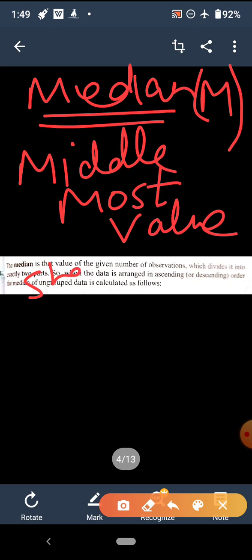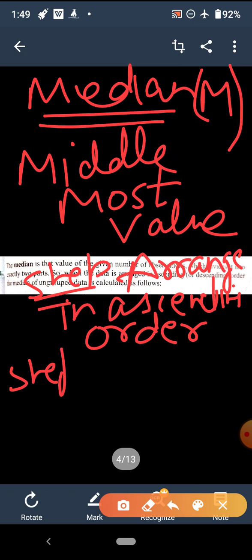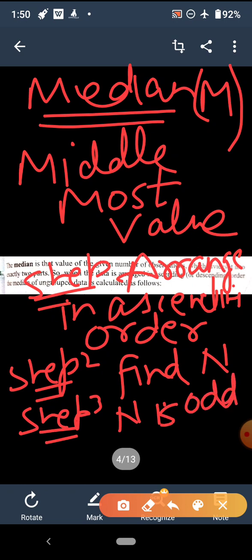Step number 1: arrange in ascending or descending order. We will always arrange in ascending order, although you can arrange in descending order as you wish. Step number 2: find the total number of observations. Then you identify whether n is odd or n is even.